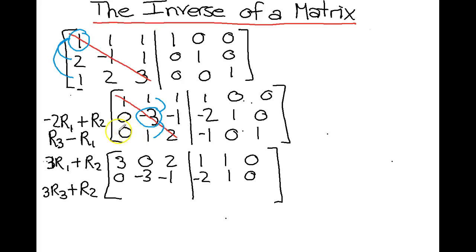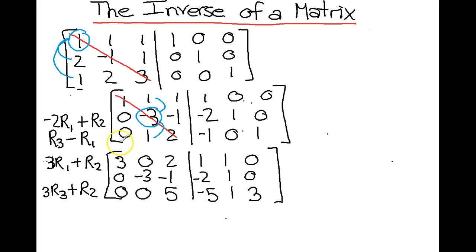Alright, so 3 times 0 is 0 plus 0 is 0. 3 times 1 is 3 plus -3 is 0. 3 times 2 is 6 plus -1 is 5. 3 times -1 is -3 and -2 is -5. 3 times 0 is 0 plus 1 is 1. 3 times 1 is 3 plus 0 is 3.